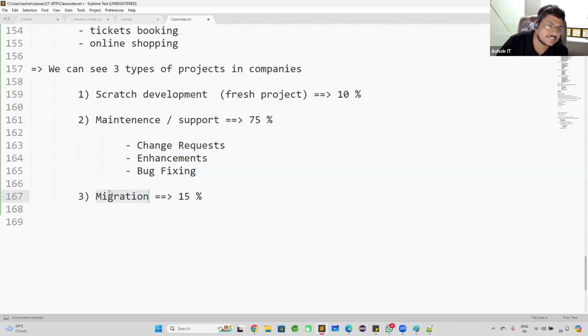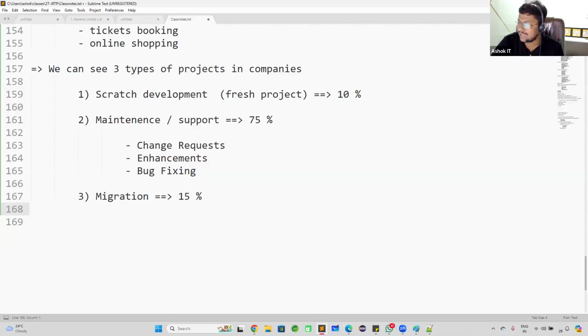So here in the migration project also some learning scope will be available because we are building that project with a different technology. But the analysis, the design, and the business logic are already there. You are just changing from one technology to another technology. So these are the three types of projects we can see in IT companies.